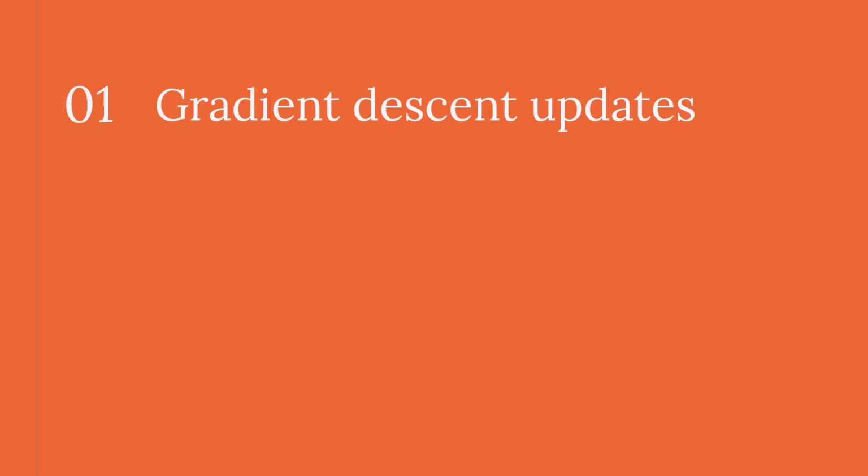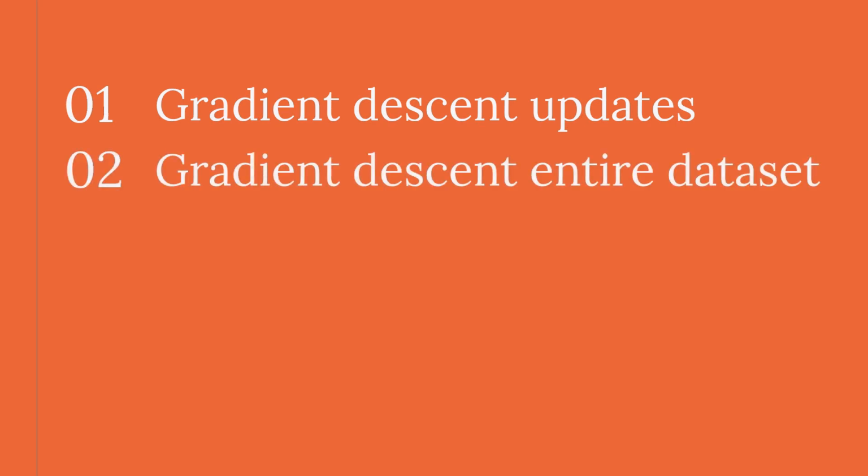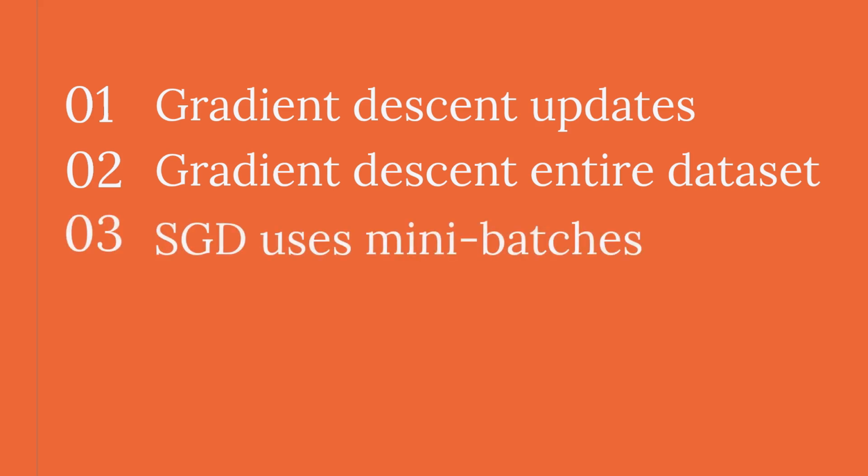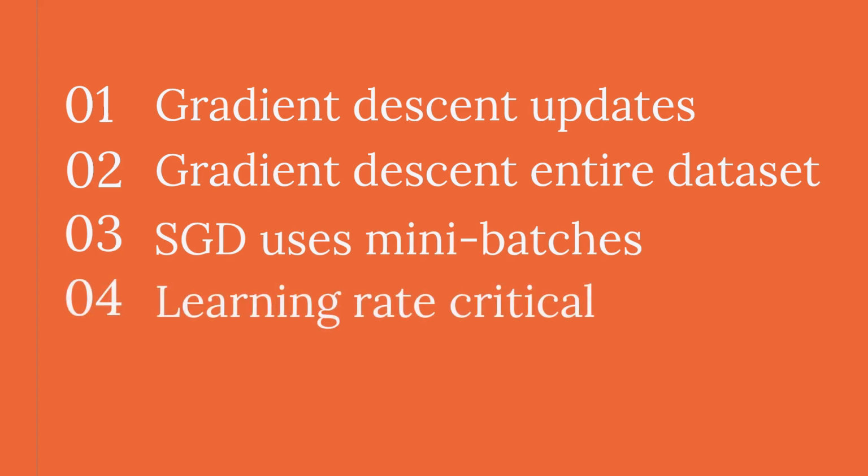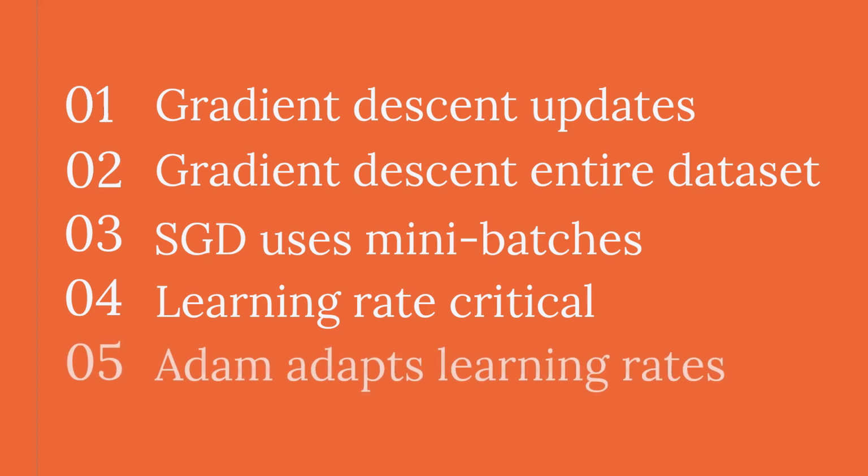Optimization strategies decide how parameter updates are applied. Gradient descent uses the entire dataset for updates. Stochastic gradient descent uses mini-batches for efficiency. Learning rate is critical for training stability. Advanced algorithms like Adam adapt learning rates dynamically.